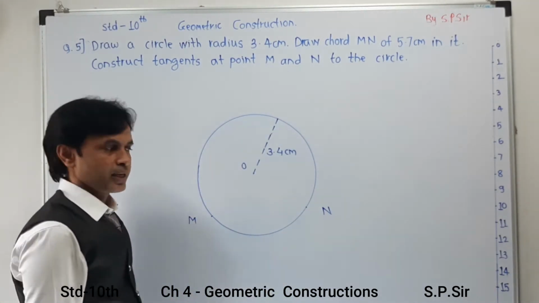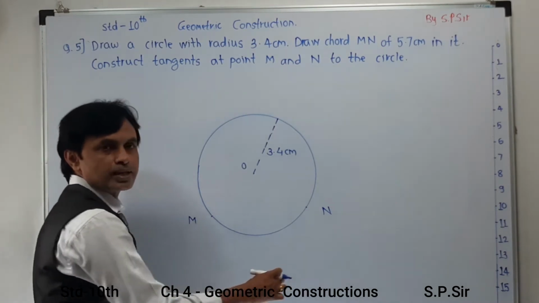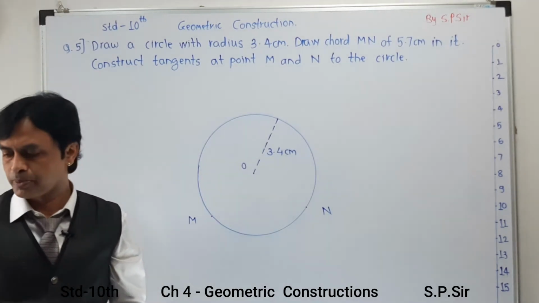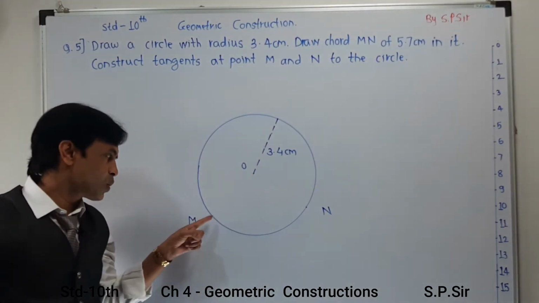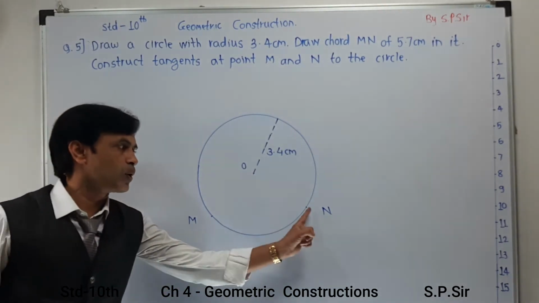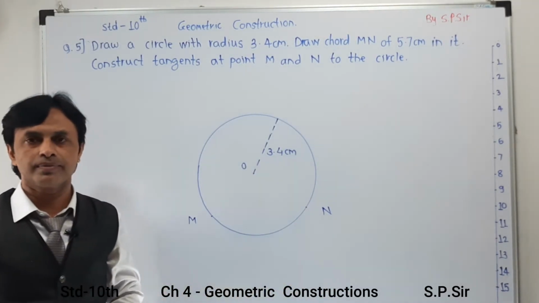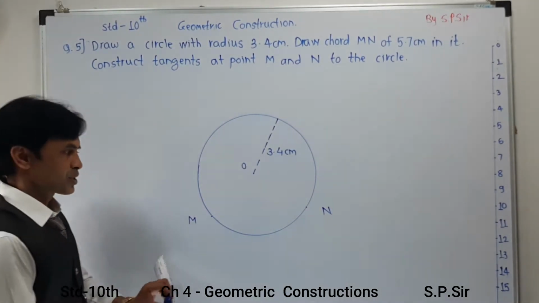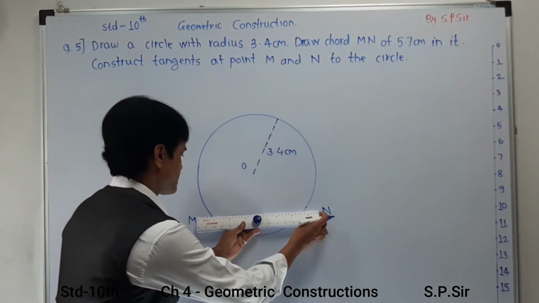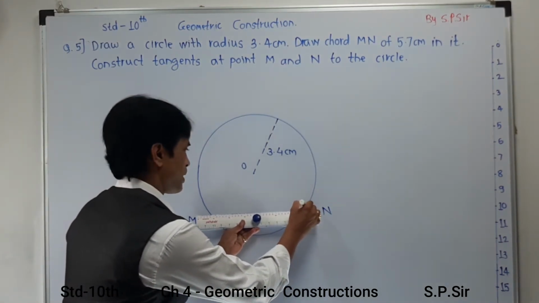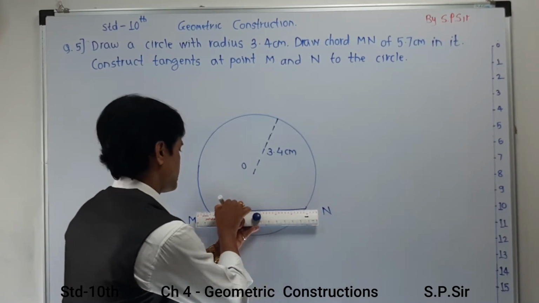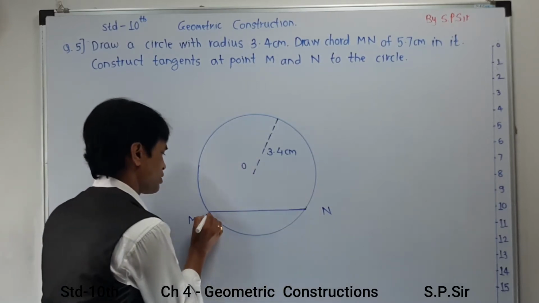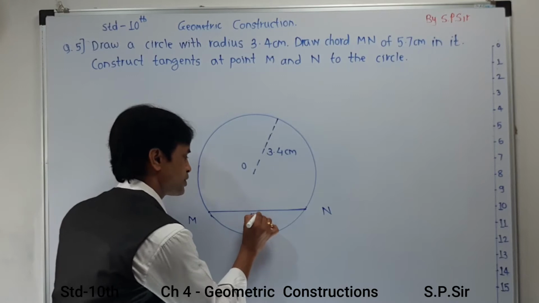The reason is that here you have to draw two radii as well as two tangents. In the next part we have to take line OM and extend it, and line ON and extend it outside the circle. Now first you have to draw the line MN. This line MN is of 5.7 centimeter, which is over here.